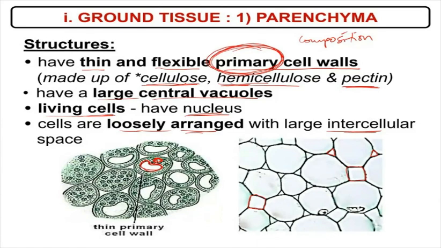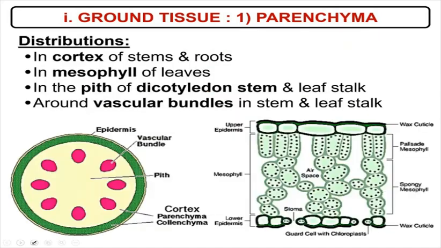So parenchyma is actually young cells that can be found in young plants or herbaceous plants, pokok-pokok renek, ataupun floating plants for that matter, because the airy space here provides a floating mechanism, the ability to float. Parenchyma can be found in the cortex of stems and roots, batang dan juga akar.